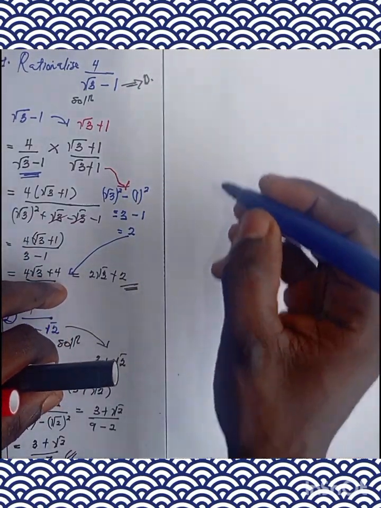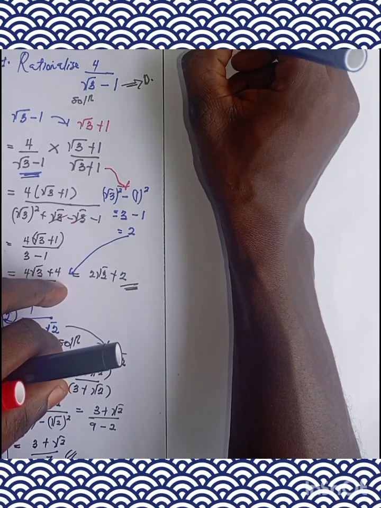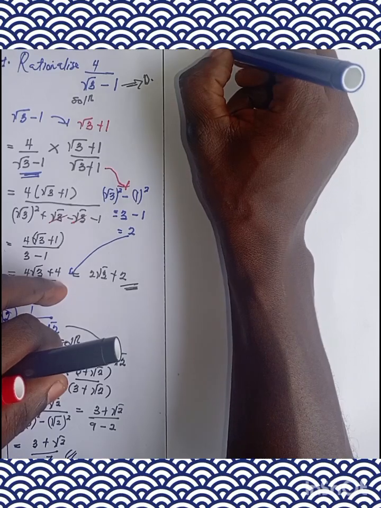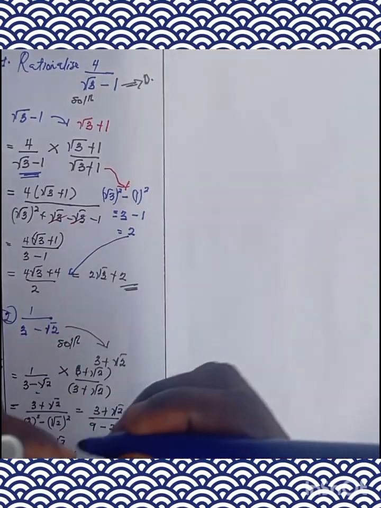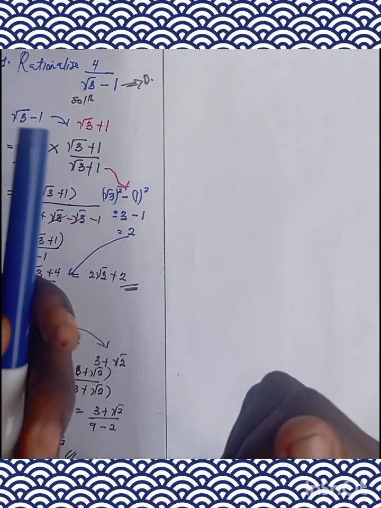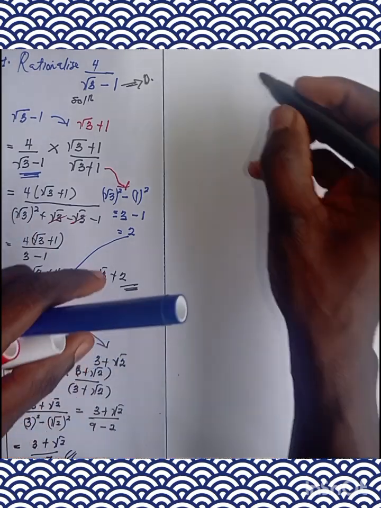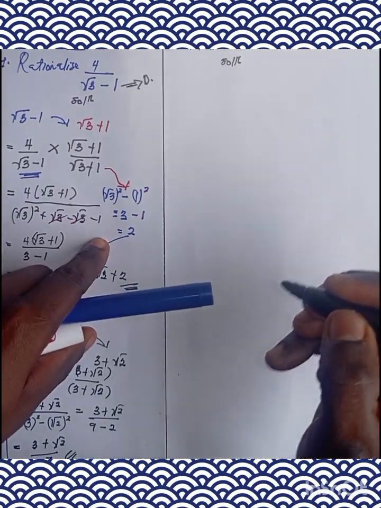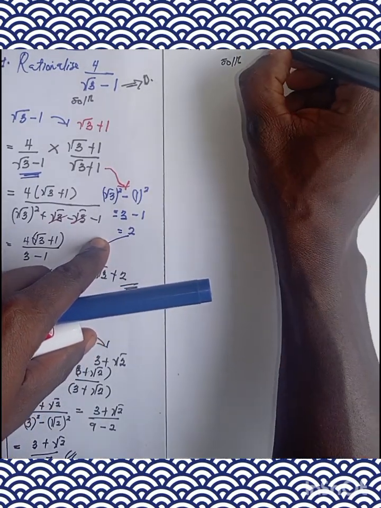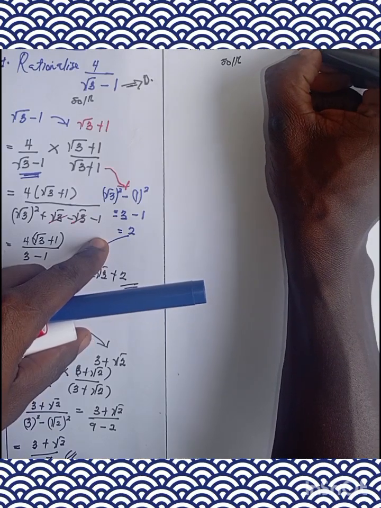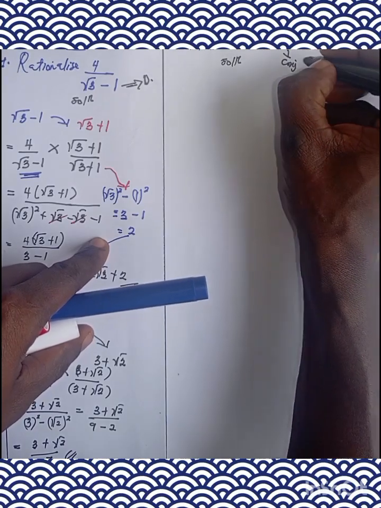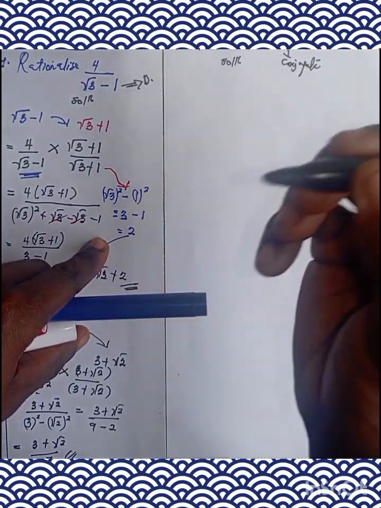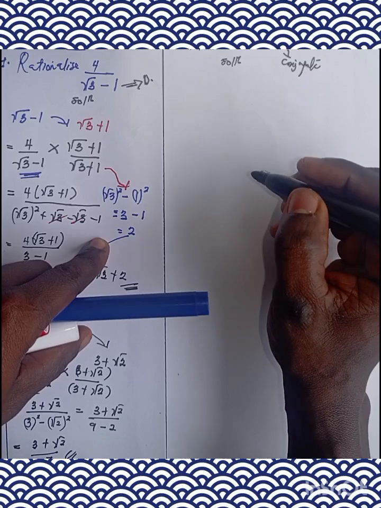We are to rationalize 1 minus root of 2 over 1 plus root of 2. We are to rationalize. So following the same steps, we are getting this one to be our denominator, and the conjugate is going to be 1 minus root of what? 2. This is the conjugate. So we are going to multiply the numerator and the denominator by the conjugate of the denominator.